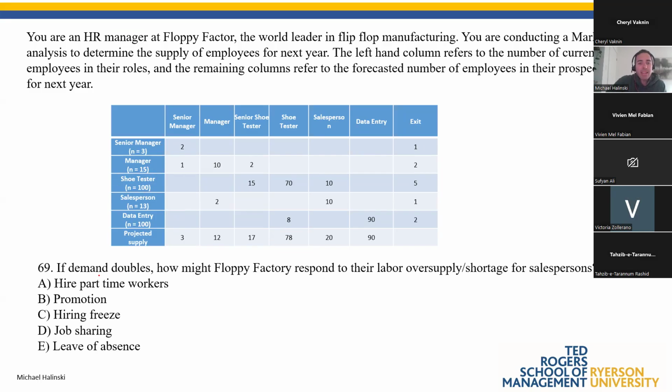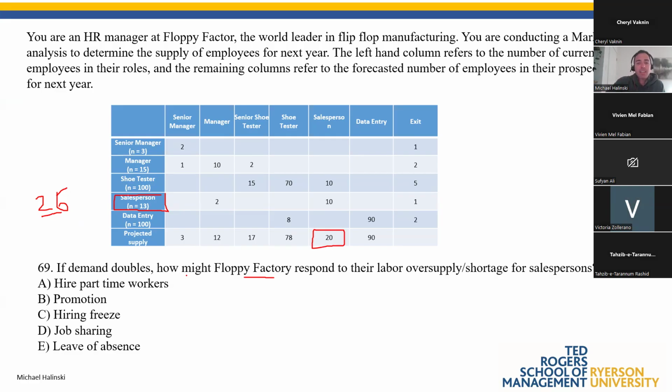If the demand doubles, how might Floppy Factory respond to their labor oversupply or shortage for salespersons? We know that the demand doubles. So instead of 13, it's going to be 26, because you're going to need twice as many people next year to match the demand. We currently have 20 expected for next year. So we need 26, we have 20, so we need to hire people.